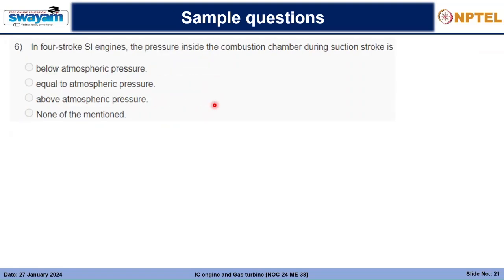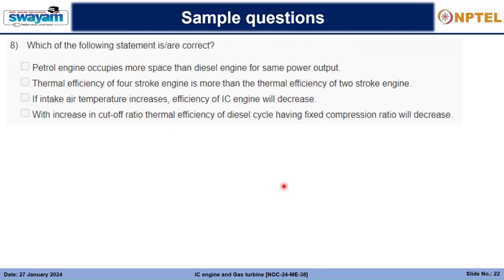Then, in four-stroke SI engines, the pressure inside the combustion chamber during the suction stroke is, obviously, in order to bring the air inside, you will have to have lesser pressure than atmospheric pressure. So that's why the answer is below atmospheric pressure, as we have seen in the description before.